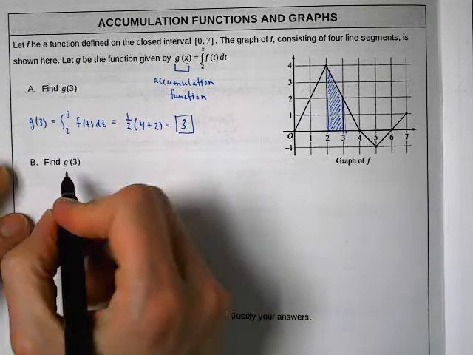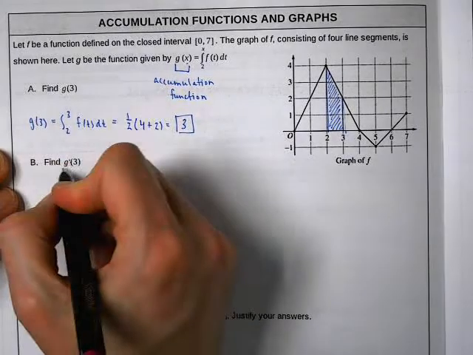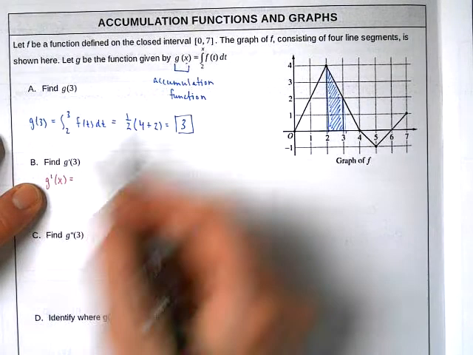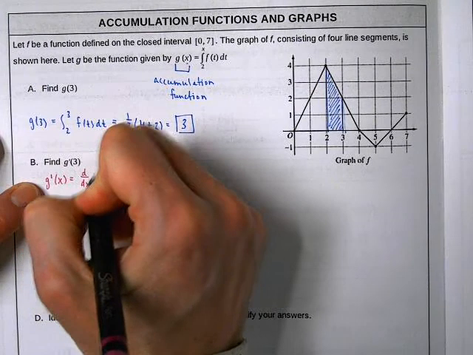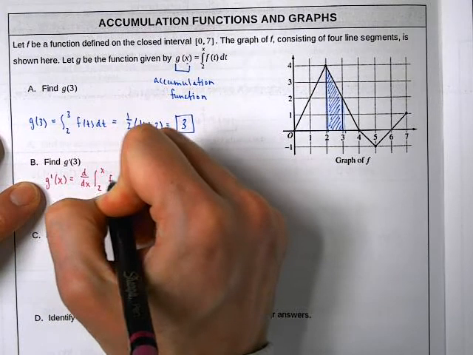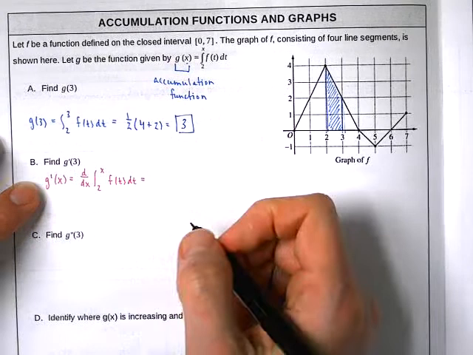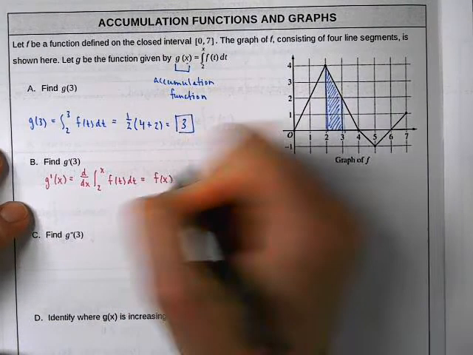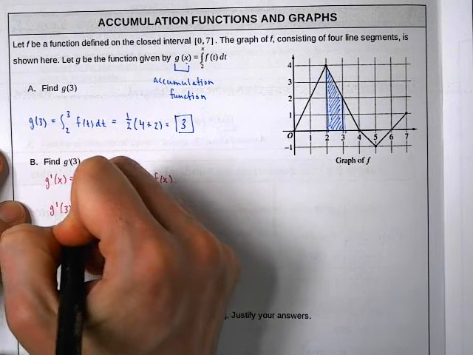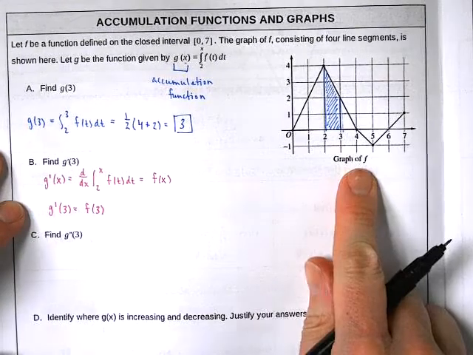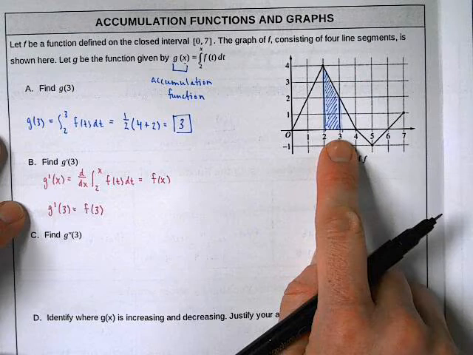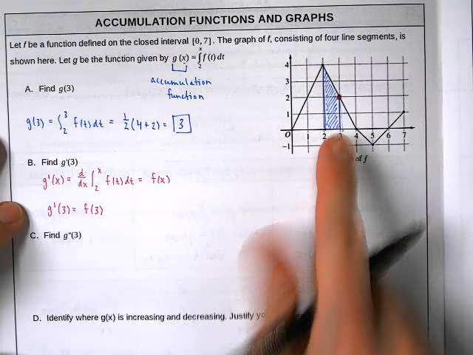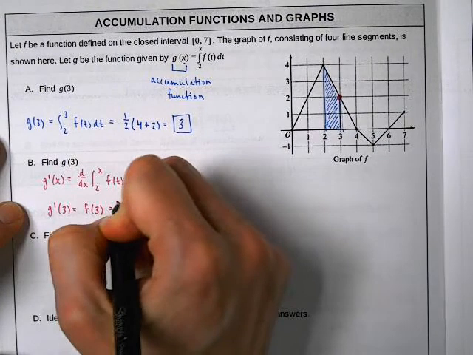Now in the next one, they're asking for g prime of 3. So before I find g prime of 3, I have to figure out what g prime of x is. Well, g prime of x is just the derivative of this accumulation function. And we've seen this a couple times already. The derivative of that accumulation function is just f of x, which means that g prime of 3 is just equal to f of 3. Since this is the graph of f, f of 3 would just be the corresponding y value when x is 3. So that's just going to be equal to 2.